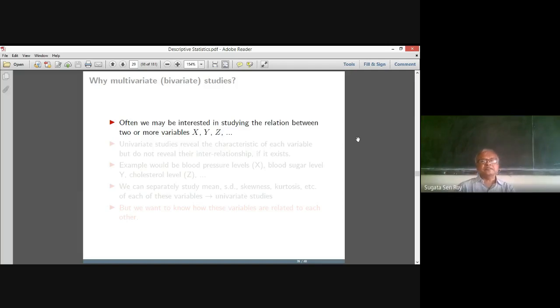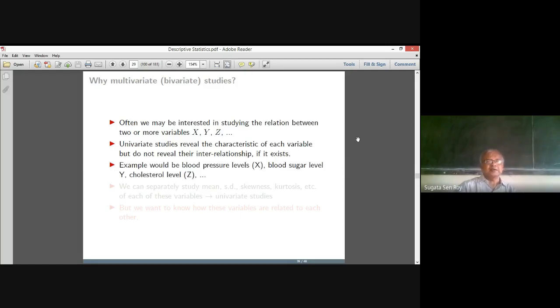So often we may be interested in studying the relationship between 2 or more variables. So I'm not just looking at height, I'm looking at both height and weight, and how weight is related to height. I'm looking at blood pressure levels, blood sugar levels, cholesterol levels, and in this case, I can look at each of them separately as before. So I can look at blood pressure levels, do its mean, variance, skewness, kurtosis, do everything on this. I can similarly do the same things on blood sugar level, or maybe on the cholesterol levels.